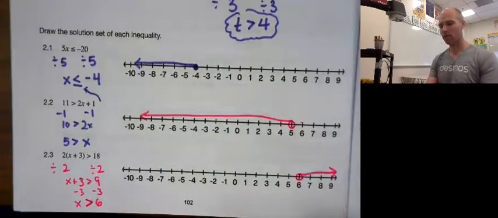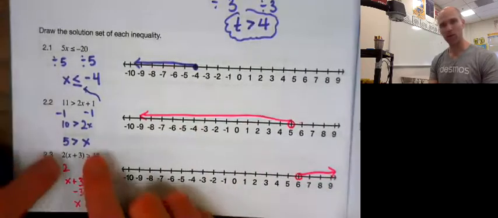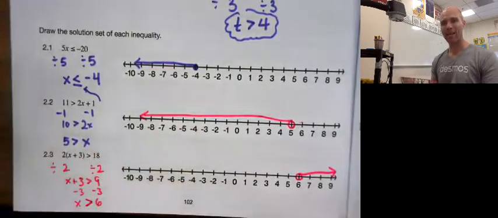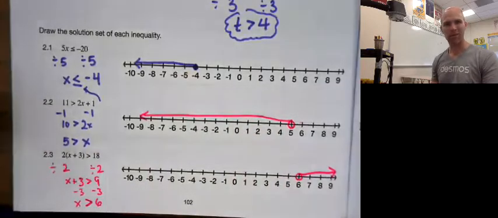Okay, we call this our solution set. All the numbers that work for x, we call that our solution set, and we represent them with these number line graphs, diagrams, I don't know, whatever you want to call them.